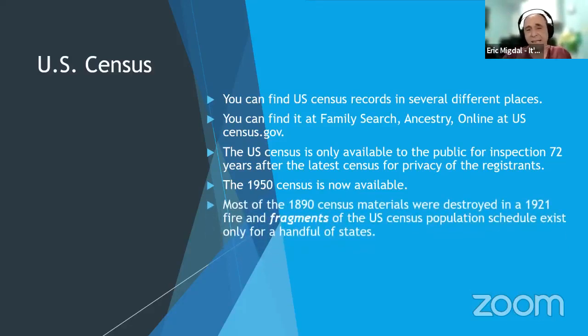Most of the 1890 census materials were destroyed in a 1921 fire, and fragments of the U.S. Census population schedule exist only for a handful of states. And it wasn't the fire that damaged most of the material, it was the water. It wasn't cleaned up immediately. The pages filled with ink sat in water.